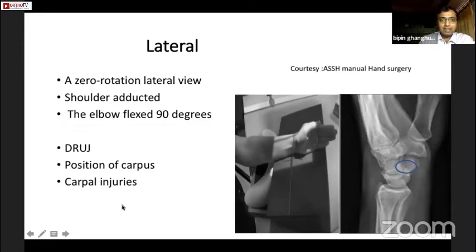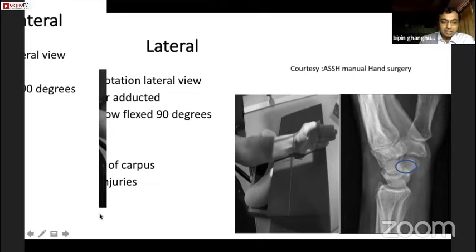Zero rotation lateral view of the wrist. This is another important view which is needed to be taken for the wrist. The shoulder should be adducted like in this picture, and the elbow should be flexed to 90 degrees. Now in this view, we locate the DRUJ, the position of the carpus, and look for carpal injuries. Note that the position of the pisiform is very important in case of a true lateral view of the wrist.